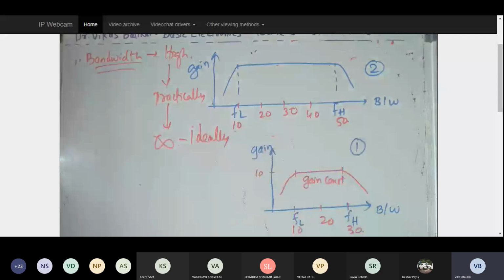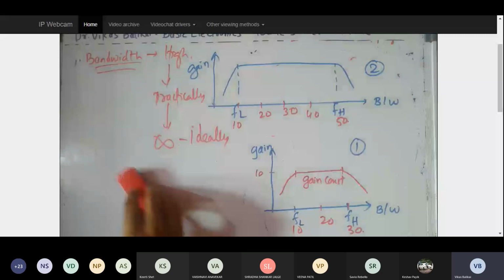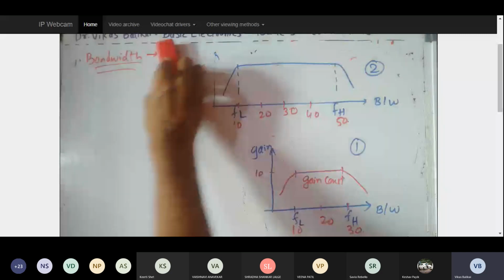But again, like I was telling, the ideal scenario is what I take when I want to do some sort of mathematical analysis. So this is all about your bandwidth. Is that clear how we talk about the bandwidth? So this is how I should ensure the bandwidth of my voltage amplifier, or specifically the operational amplifier, should be very, very high.